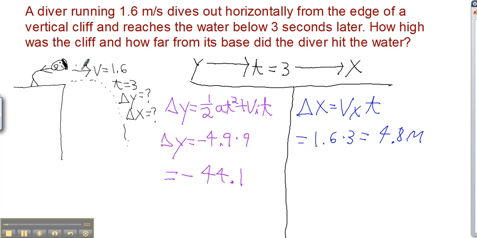But he's jumping straight out at 1.6 meters per second, and we're told that it took him 3 seconds to hit the ground. We don't know how high the cliff was, and we don't know how far out he was able to go before he landed. So we're still looking for these two pieces of information, basically. We're looking for delta y and delta x here.